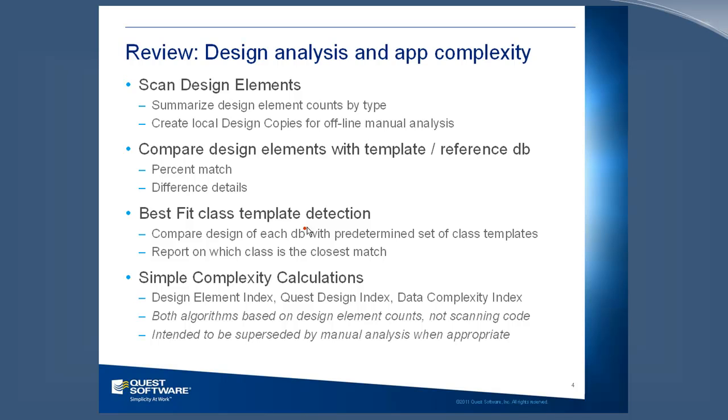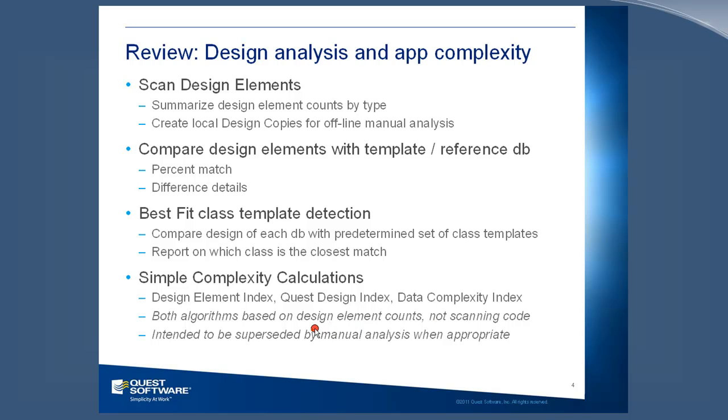We do some complexity calculations. As we do our design analysis, we use a number of different algorithms for computing a complexity number, and these are complexity numbers 1 through 5. The one most people rely on in our tool is the design element index algorithm, and this is a Microsoft algorithm, so there's a little bit of standardization there. The DEI algorithm is going to give you a number from 1 to 5, and the thing to know about this is that it's based on design element counts only.